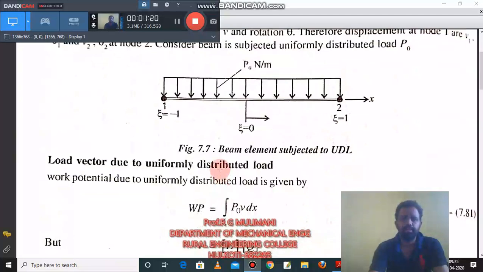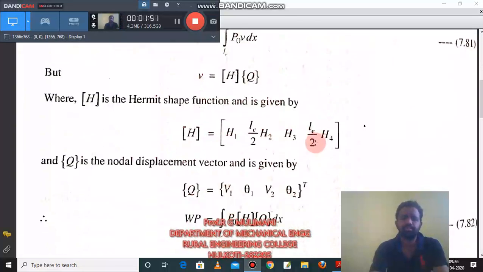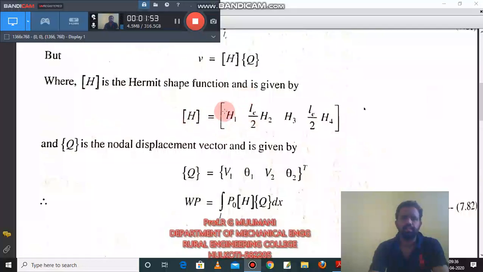And nodal displacements: at node 1, the displacements are vertical displacement V1 and the rotation or slope, dou V by dou zeta. In terms of global coordinates, it is theta 1, equal to dou V by dou x. Similarly, at node 2, vertical displacement is V2 and slope or rotation is dou V by dou zeta at node 2, or in terms of local coordinates, dou V by dou x, that is theta 2. So the Hermite shape functions are in terms of local or global coordinates, and the nodal displacements are in terms of local coordinates.